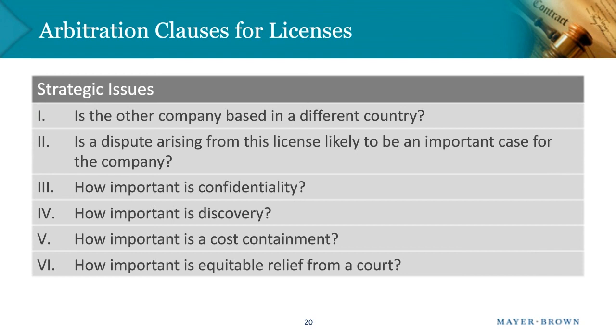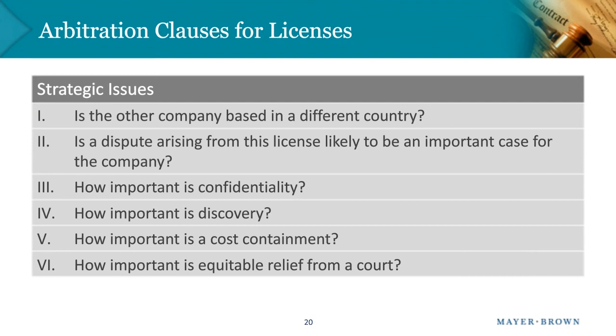You'll also need to consider how important confidentiality is to your client. This is an important issue that we're going to discuss in a lot more detail shortly. Similar with discovery, do you think you will want there to be depositions? Do you think that you will want there to be extensive document production? These are all important things to think about and that you can address ahead of time in your arbitration clause. Another issue is cost.